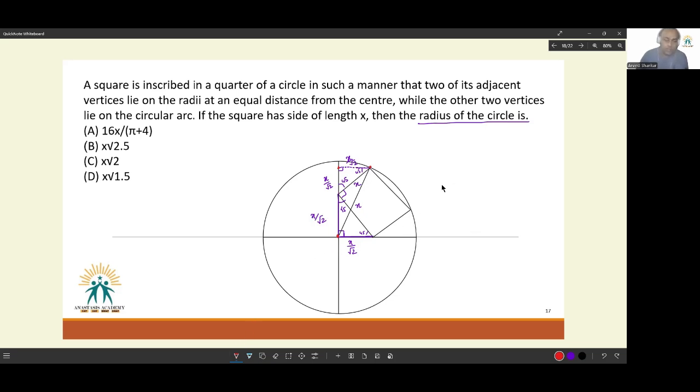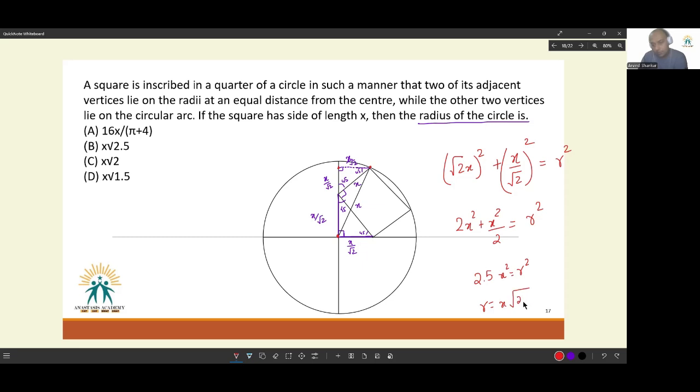What will be the radius? It can be figured out. X by root 2 plus x by root 2 is root 2x. Whole square plus x by root 2 whole square is equal to radius square. So 2x square plus x square by 2 is equal to r square, or 2.5 x square is equal to r square, or r is equal to x times root 2.5, which is option B.